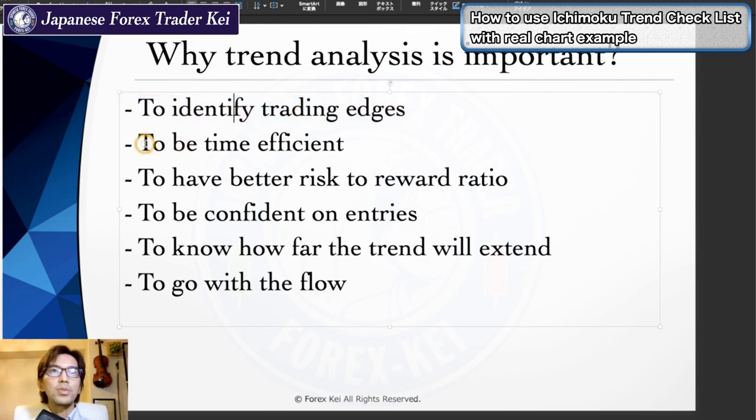And also, to capture the trend, it can be time efficient. This is another important point to take trades according to the trend, because you can spend hours or days to look at the market and analyze the chart, but if it doesn't move anywhere, right, it's not really time efficient. The days or hours that you took to analyze the chart doesn't make you any money afterwards.